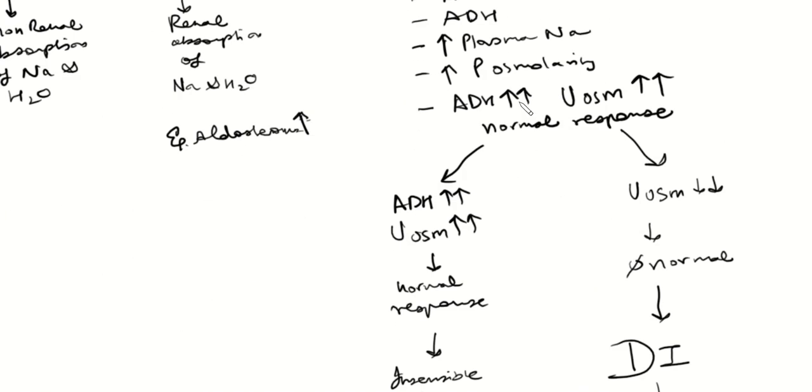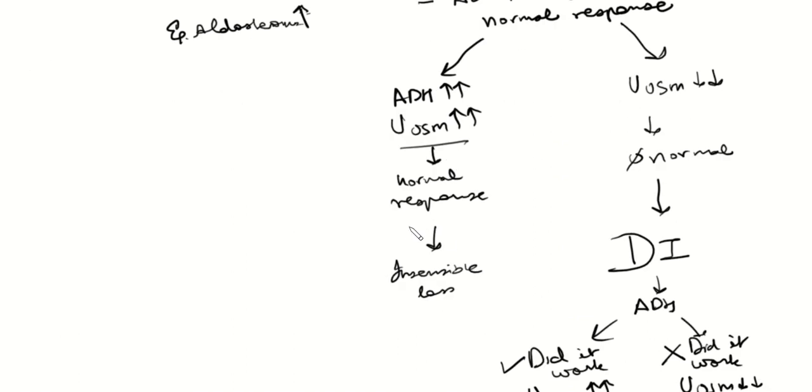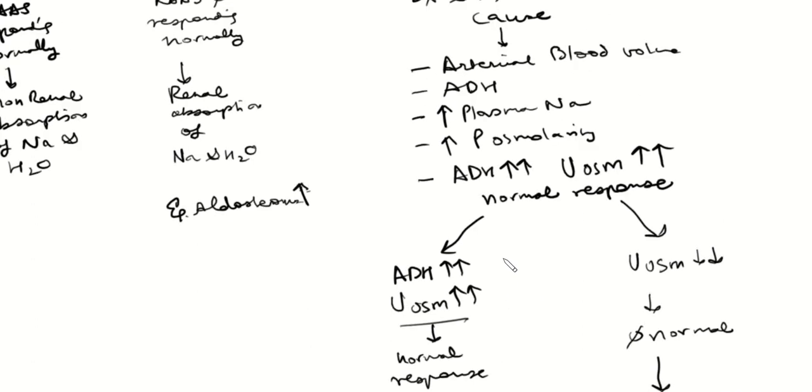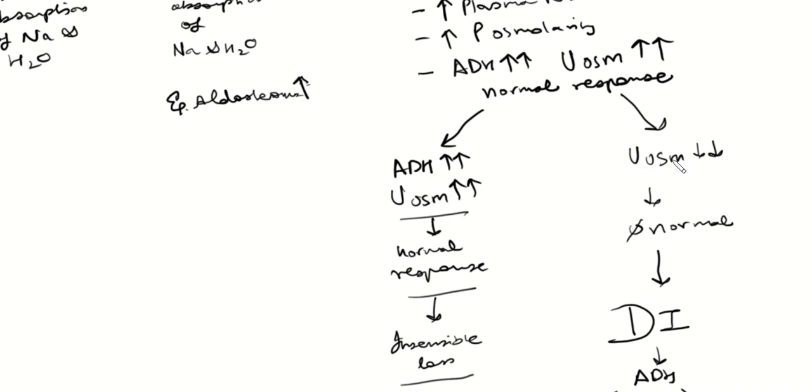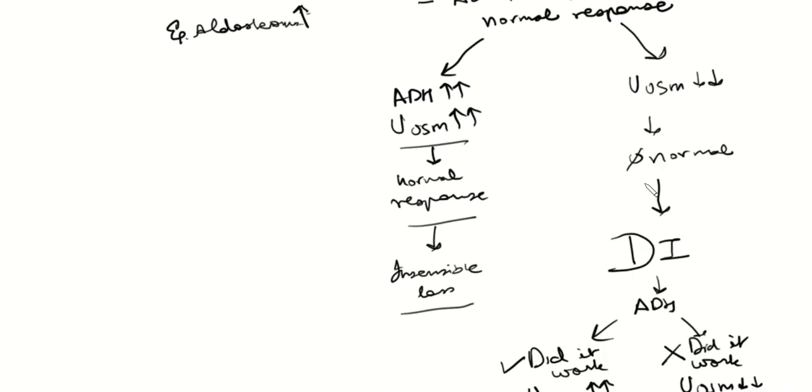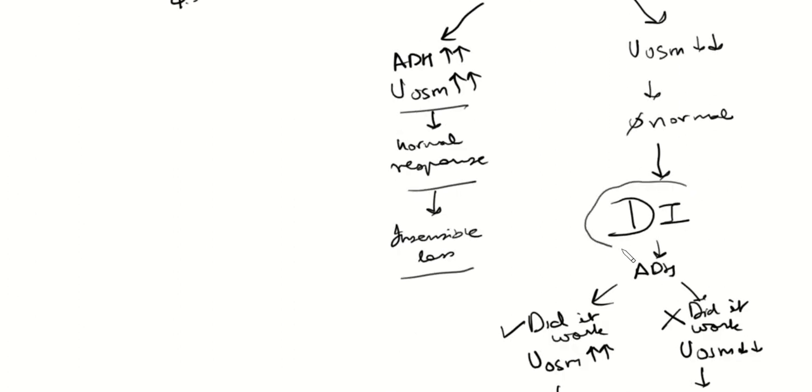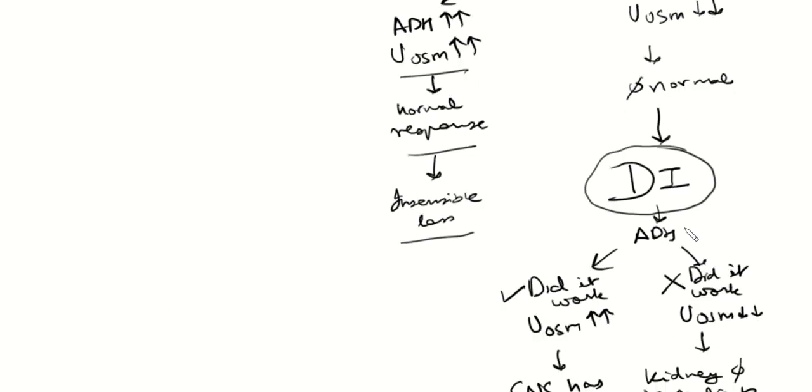Again, ADH high, urine osmolarity high, that's a normal response. It's some other loss, usually insensible loss, and we've covered that in a prior video. If, however, urine osmolarity is low when it's supposed to be high, that's not normal. Diabetes insipidus is one of the things to consider. Again, we're going to talk about this disease a bit more in endocrinology.